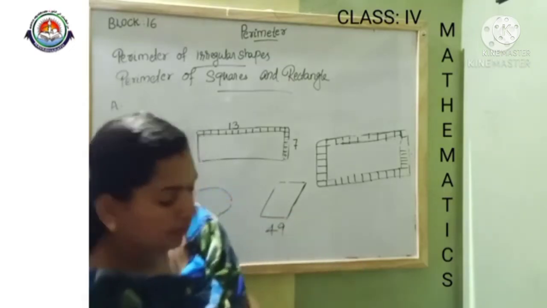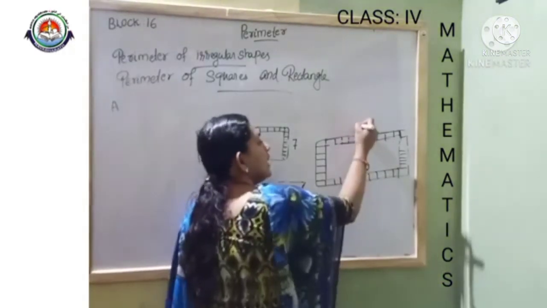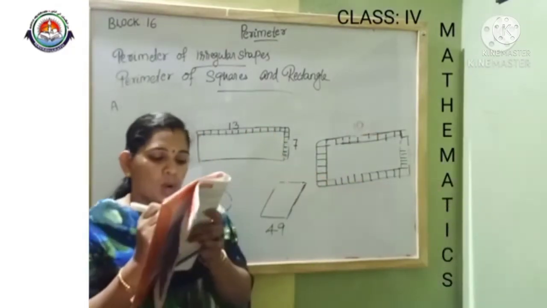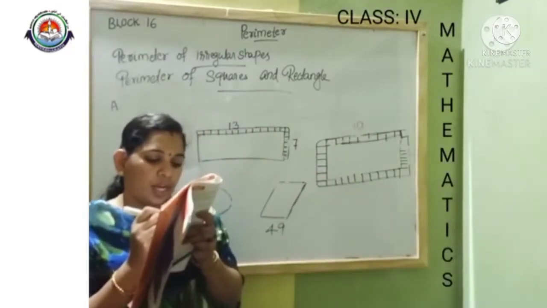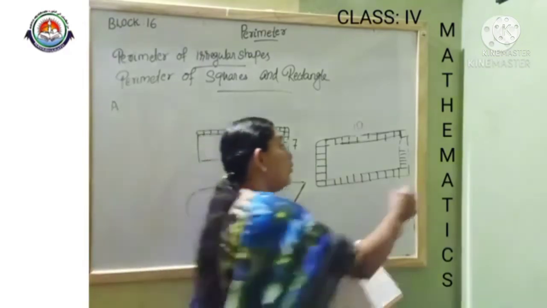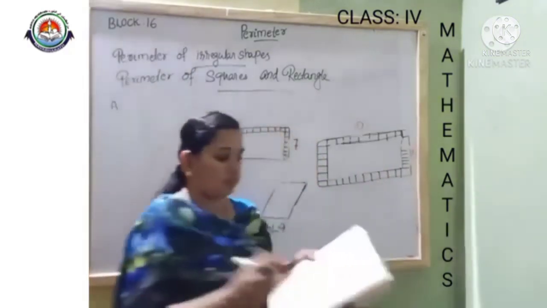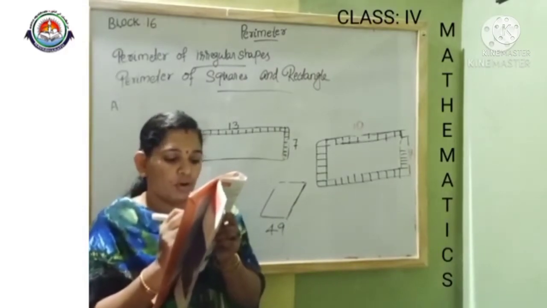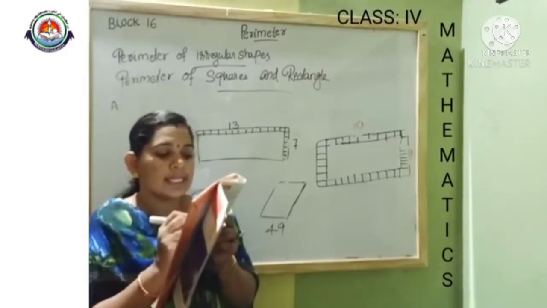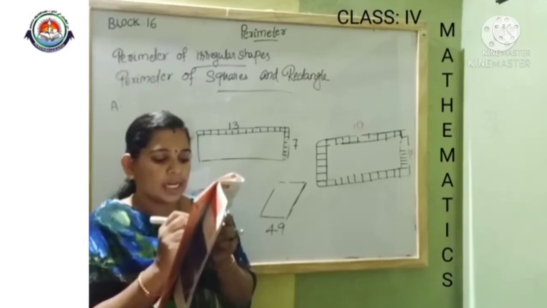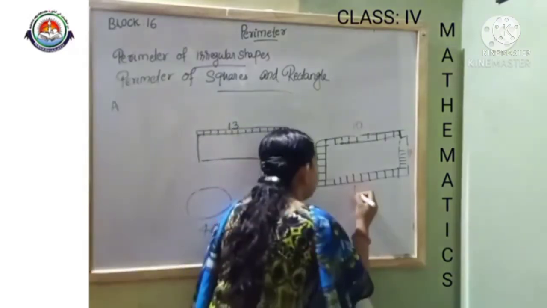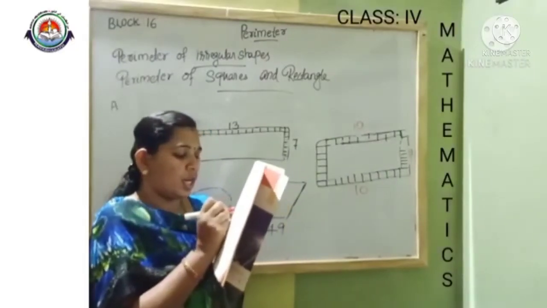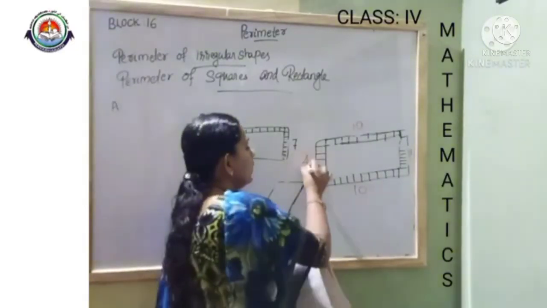What is the value here? Yes, here 10 small squares are there. And on this side 1, 2, 3, 4. How much? 4 is there. And down 1, 2, 3, 4, 5, 6, 7, 8, 9, 10. Here also 10. And this side 1, 2, 3, 4. Here 4. Then find the perimeter.